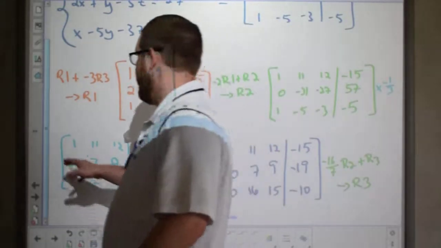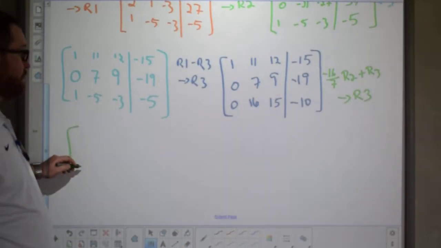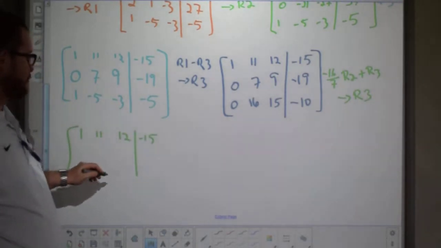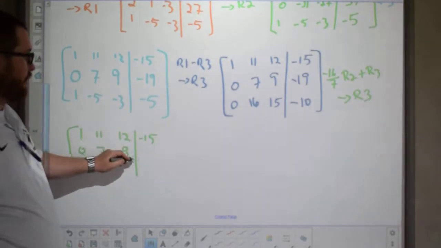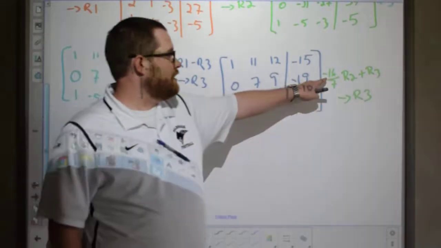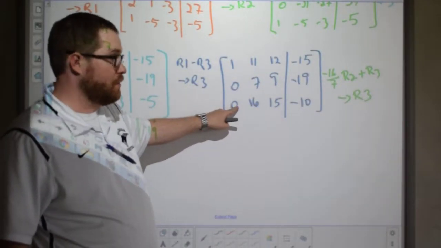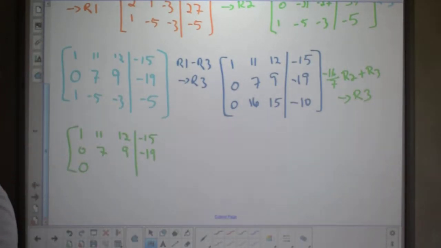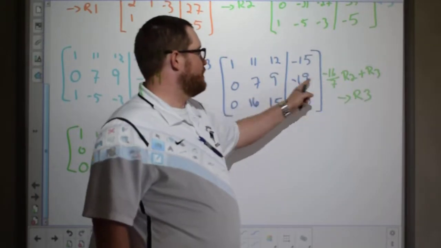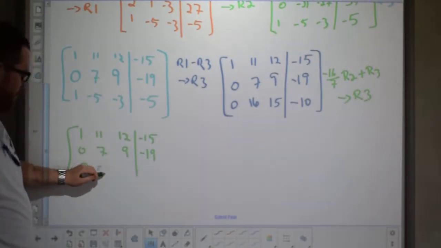This is going to get very ugly with some algebra. So row 1 and row 2 are staying the same. 1, 11, 12, negative 15, 0, 7, 9, negative 19. So now I'm going to do negative 16 sevenths times this, which is 0, plus this, which is still 0, and put it into here, which is this. 7 times negative 16 sevenths. These sevens would cancel and give me negative 16, plus 16, which is 0, right there.